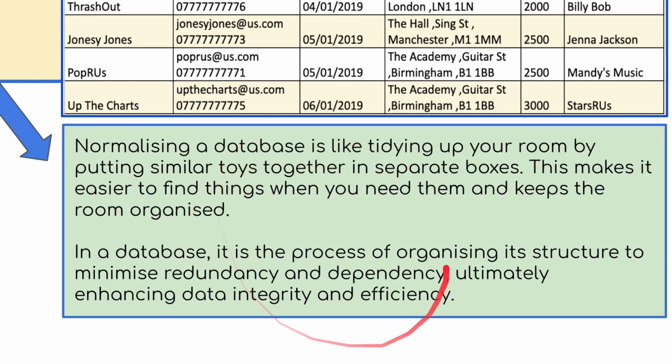I've tried to use sort of an analogy in terms of tidying your room. Normalizing a database is like tidying up your room by putting similar toys together in separate boxes, so putting the same items in similar boxes. This makes it easier to find things when you need them and keeps the room organized. But in terms of a database, it is a process of organizing its structure to minimize redundancy and dependency, ultimately enhancing data integrity and efficiency. So, grouping items together or splitting items up into specific fields.